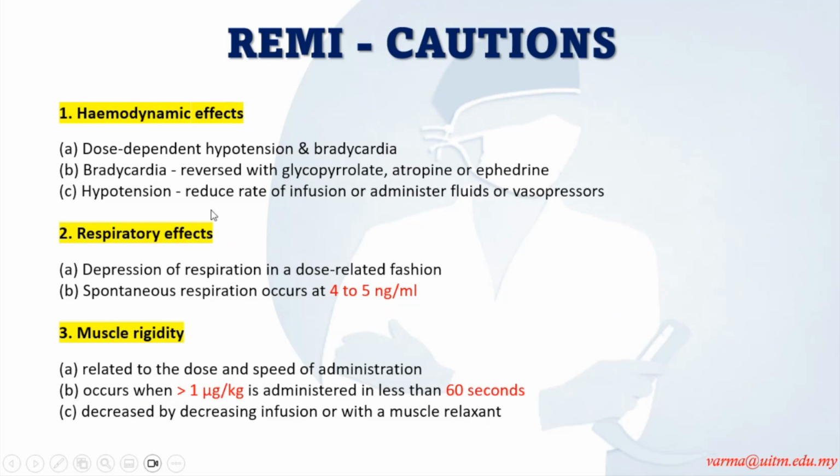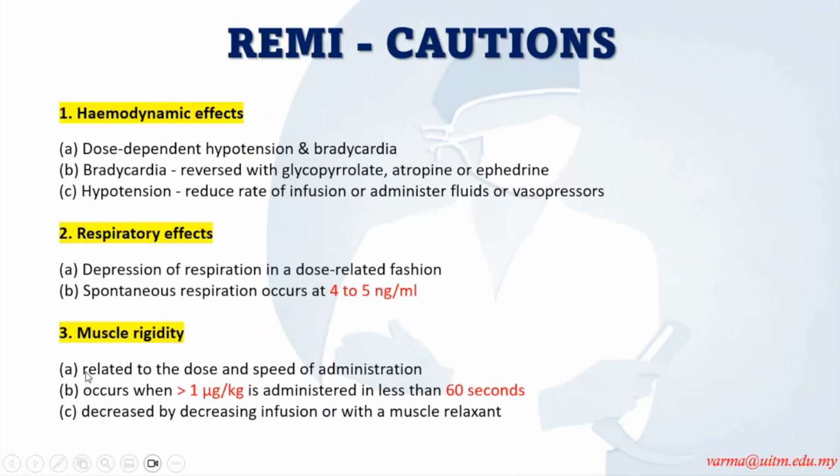Hypotension: reduce the rate of infusion or administer fluid or vasopressor, same concept as what you do. Respiratory effect: depression of respiration is dose-related, but very insignificant compared to any other opioid. Spontaneous respiration occurs at the dose of 4 to 5 nanogram per ml.